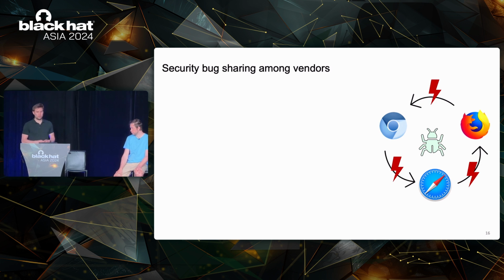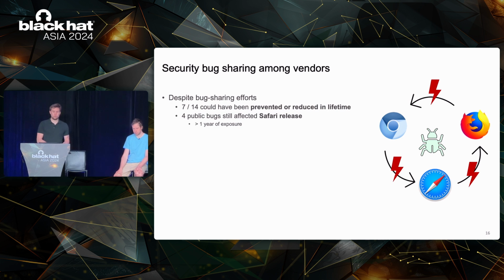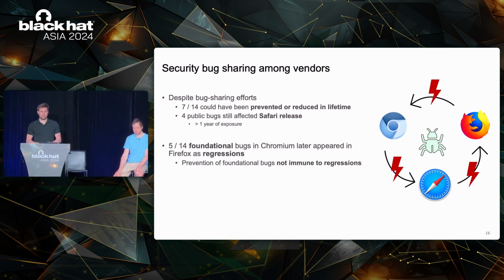So as we've seen, we also identified a lot of room for improvement, considering sharing of bugs among vendors. Quick recap: 7 of the 14 bugs in our dataset that were shared could have been prevented or reduced in lifetime. And 4 public bugs still affected the release version of Safari. Also a little detail: 5 of the 14 foundational bugs in Chromium later appeared in Firefox as a regression bug. So this means that it really makes sense to still include regression tests of other browsers, even if you're not affected from the start.